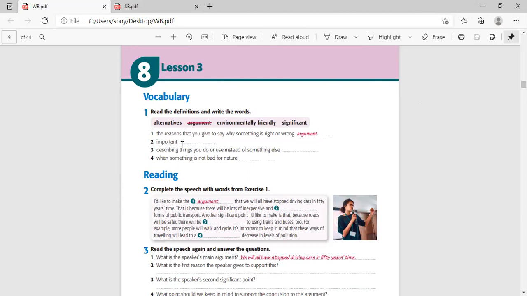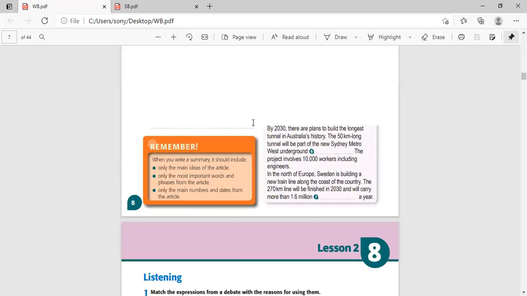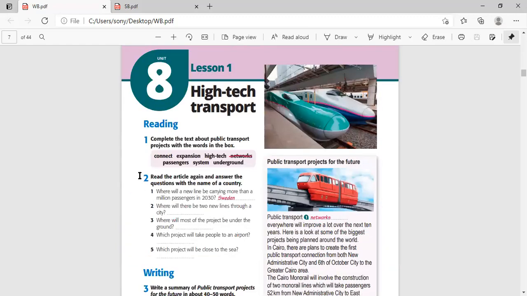And environmentally friendly means when something is not bad for the environment or not bad for nature. Okay. Finally, the word significant. And significant means having an important effect or influence, especially on what will happen in the future. This is called significant. And of course, you have here four sentences that need to be answered. And even at the top here, you also have some four or five gaps that need to be filled from the words at the top.